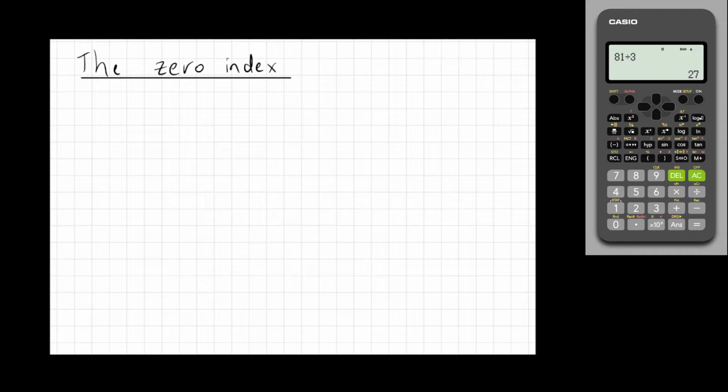The zero index, or another way of saying this, is anything to the power of zero. So anything to the power of zero. Now I'm going to take my calculator here, and you can actually try this, and it'll work for any number. You can put any number in. So let's say 3 to the power of 0 is equal to, well, it's equal to 1.